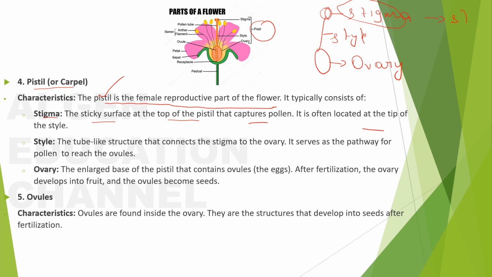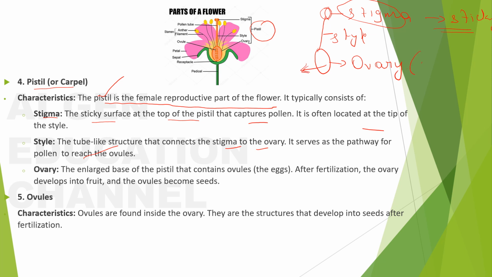Now, another question, okay? They may ask you which part of the flower is sticky? You have to say that it's stigma, right? Next, style. Style again, it's like a tube-like structure that connects the stigma to the ovary. See, this is the main part of the flower, okay?